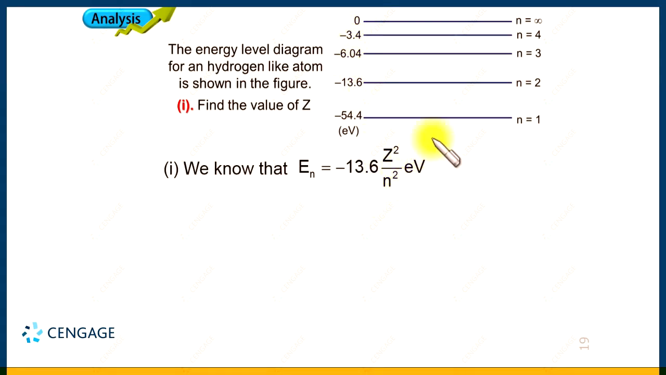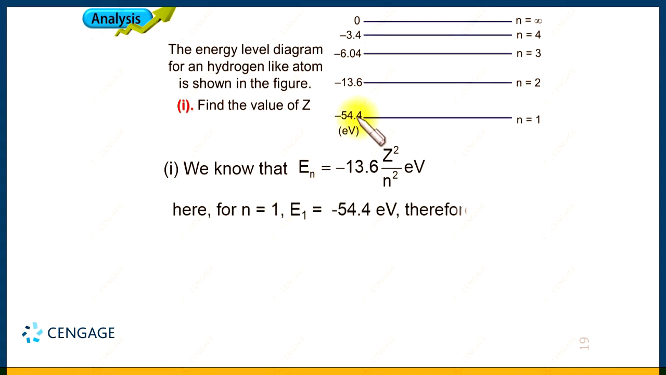Here the energy level diagram is given and n is also given, and we need to find the value of Z. We can select n equal to 1, with the value -54.4. So here we can write n equal to 1, E1 equal to -54.4 electron volt. Now we can substitute this in the formula: -54.4 equals -13.6 Z square divided by 1 square, and 1 square is nothing but n square.